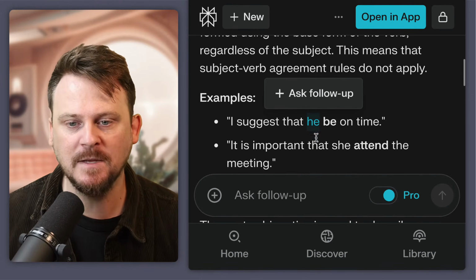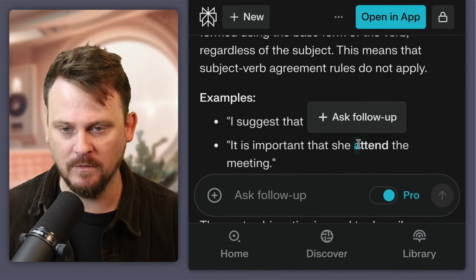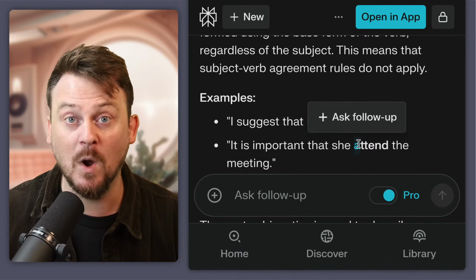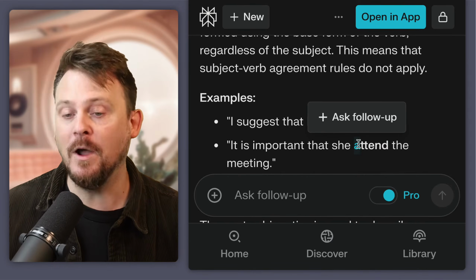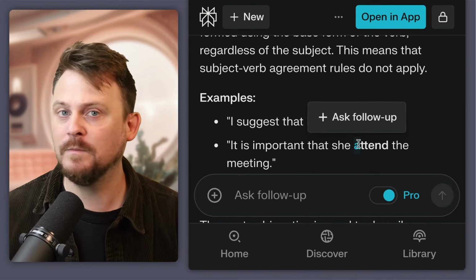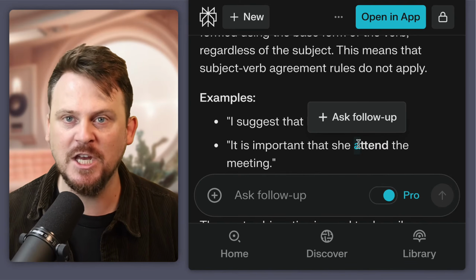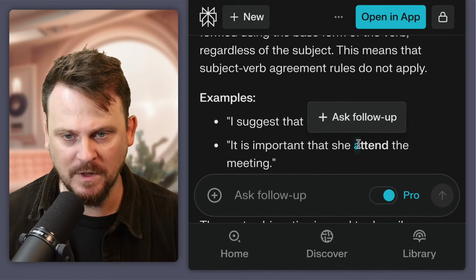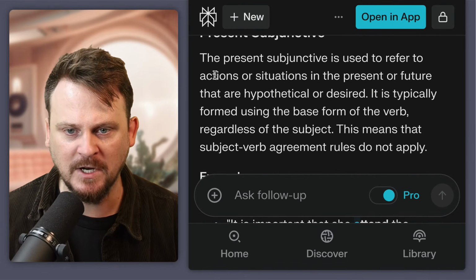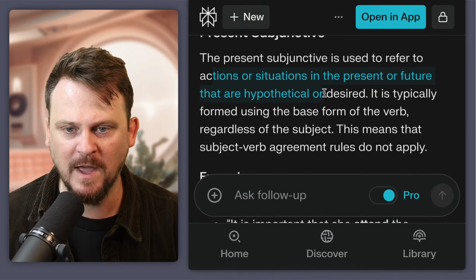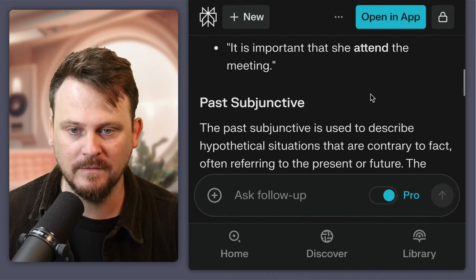Same. It is important that she attend. Again, with she, if you agree with she, subject-verb agreement would be what? She attends, right? Well, in the subjunctive mood, you don't change it. Attend is the base form of the verb. It's important that she attend. What am I doing with that, right? Well, I think it's stated pretty clearly. It's used to refer to actions or situations in the present or future that are hypothetical or desired. So, okay, that makes sense.